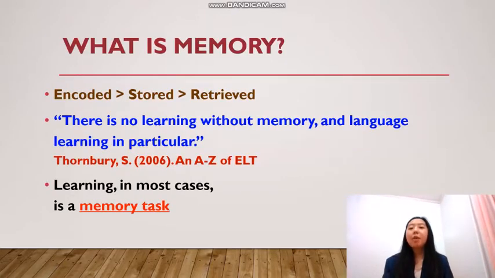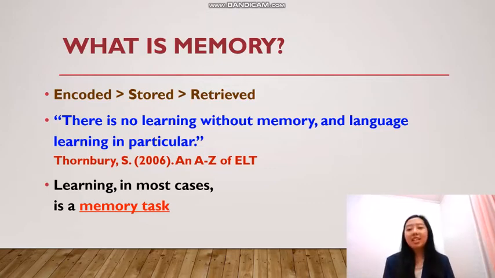So what is memory? Memory is the process in which information is encoded, stored, and retrieved. Encoded here means to allow information from the outside world to reach our senses in the form of physical stimuli. This information or physical stimuli is inputted into our memory through the encoding process. The next step is to store, to maintain the encoded information in our memory over periods of time. And the last step is to retrieve the information that has been stored previously into our mind so that it's accessible and ready to be used.